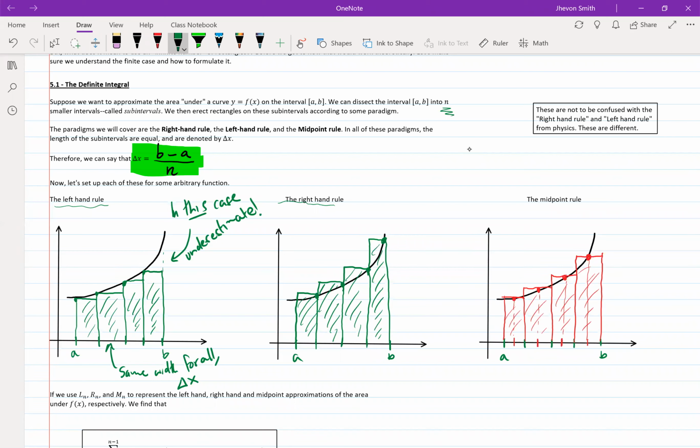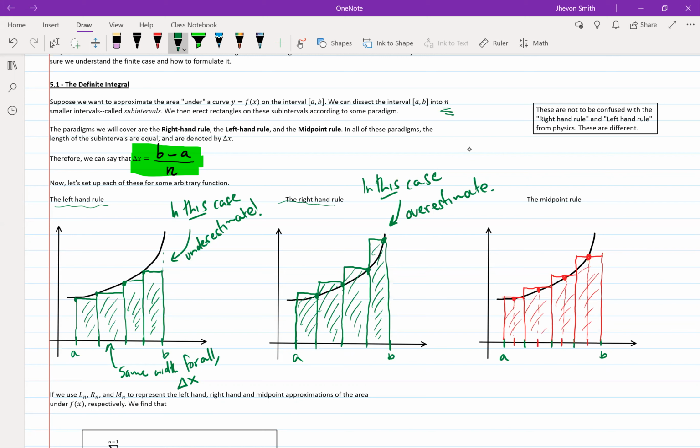Because it's missing some parts. In this case, this guy is an overestimate, right? Because if I add up all the areas of all these rectangles, I'm actually larger than the function here. It covers the area under the function plus a little more. So this here is an overestimate.